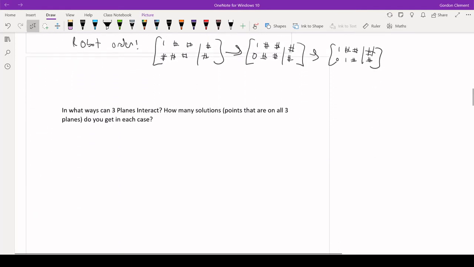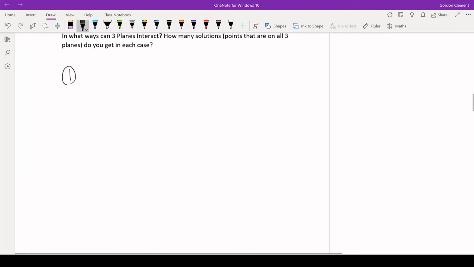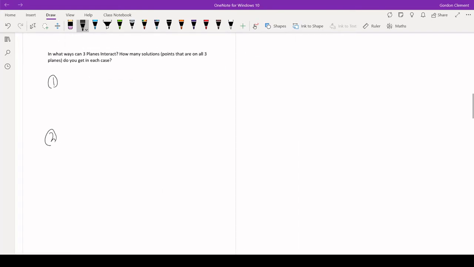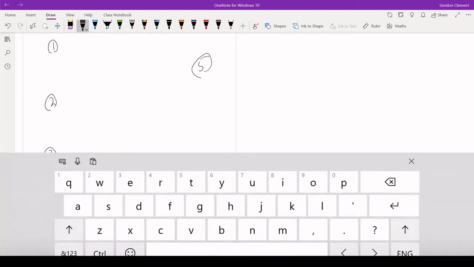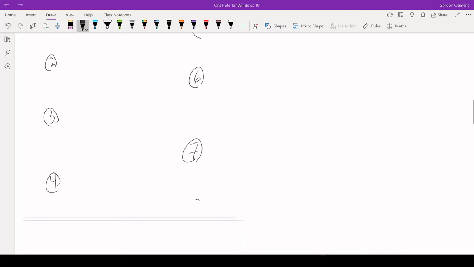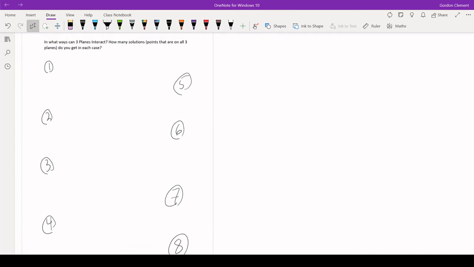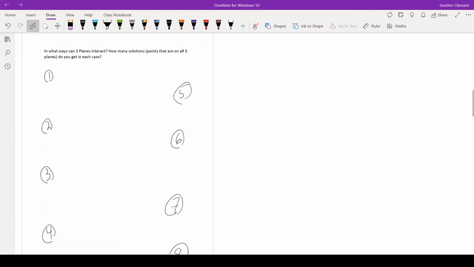And we're going to move into 3 planes. So this is where it gets fun. 3 planes can interact in 8 ways. So you can pause the video, use your desk as one of the planes, use 2 pieces of paper as the other 2. See if you can find all the ways that 3 planes can interact. There are 8 different cases.